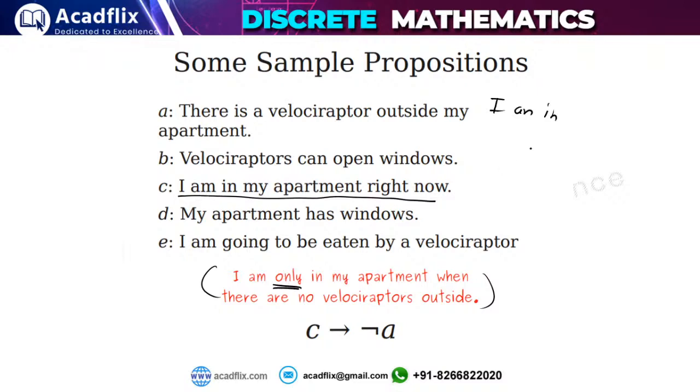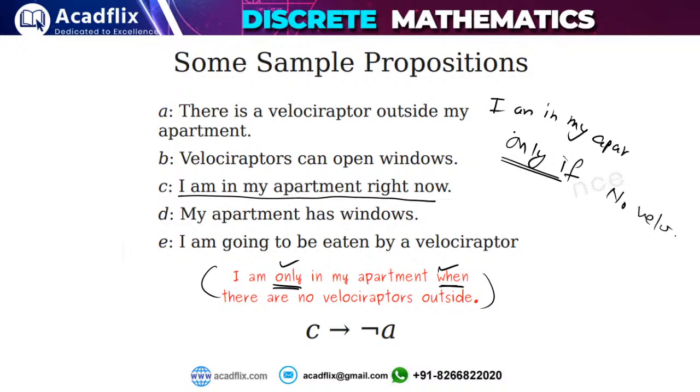So first I will write this C: I am in my apartment. Now I can write like this: I am in my apartment only if this. Remember, this if is similar to when. So you can apply it like this, only when. This only when, only if, these are same things. I told you if is same as when. So I am in my apartment only if there is no velociraptor outside.